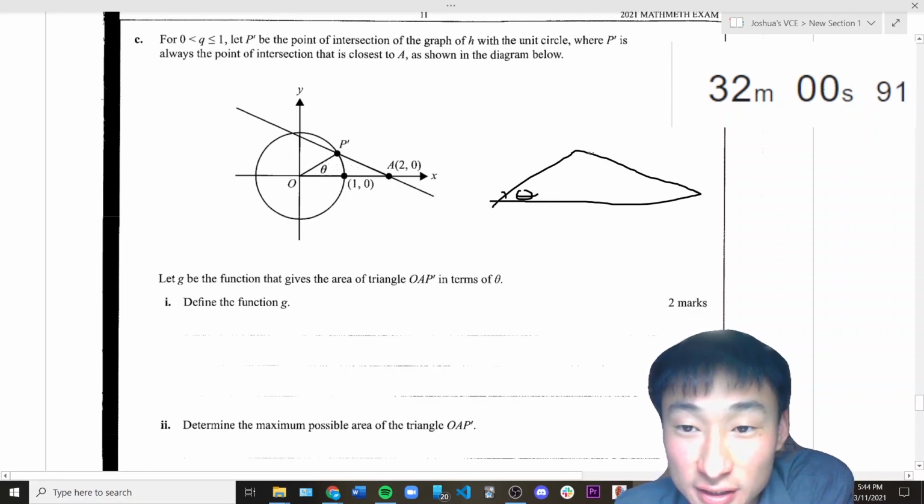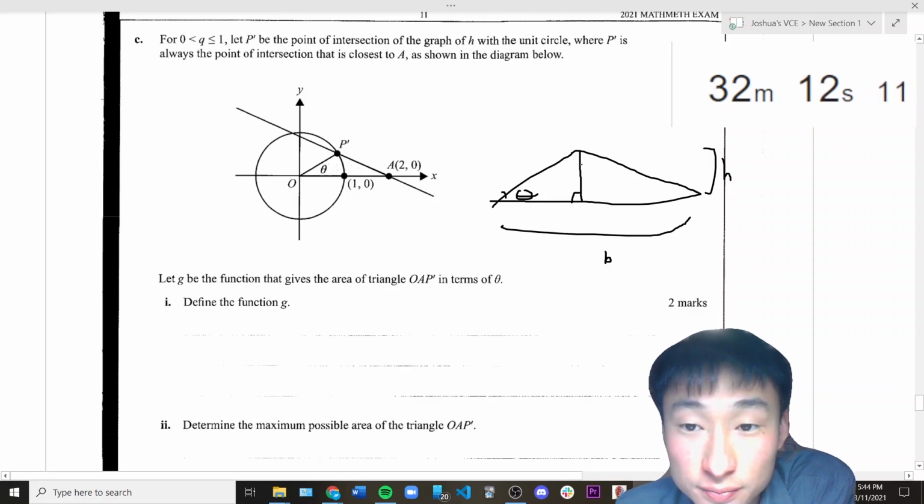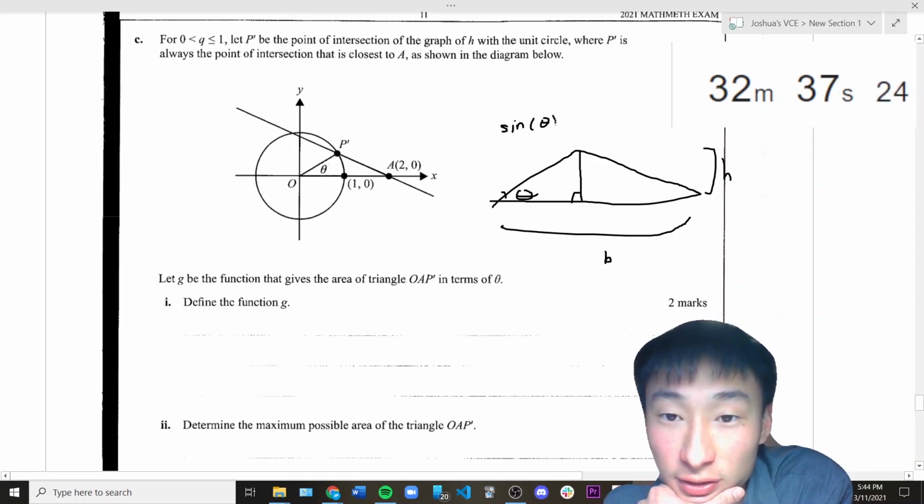Theta. Base times height over 2. Let's just call this A. What is the formula? There's a formula here somewhere. Sine theta, I remembered sine theta something. Is it half BC sine theta?